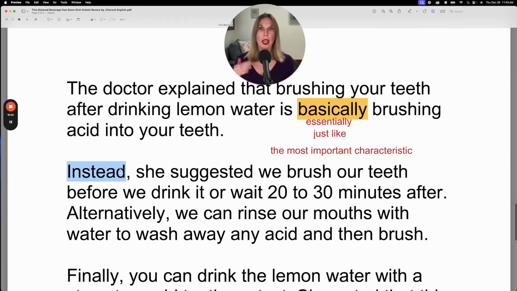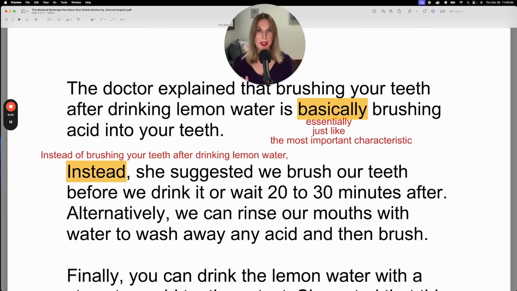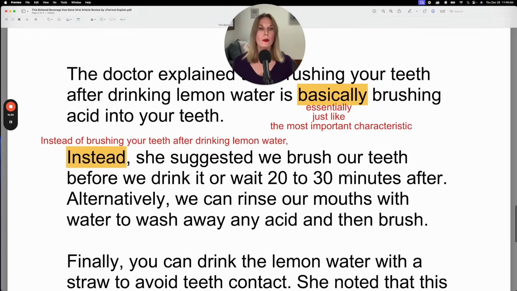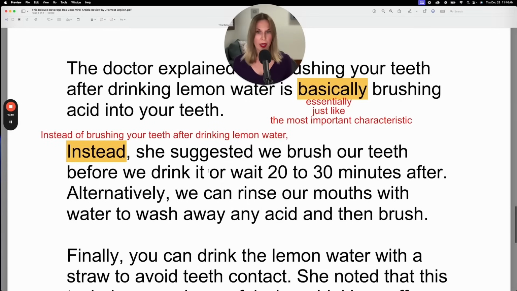Instead. So here we have instead to transition from what the person is doing, and then they want to suggest an alternative. So instead of brushing your teeth after drinking lemon water, if you wanted to include that information, notice that sentence structure: instead of, and then a gerund. But because it's obvious, they just said it, you can just use instead. Instead, she suggested we brush our teeth before we drink it, it being the lemon water, or wait 20 to 30 minutes after.